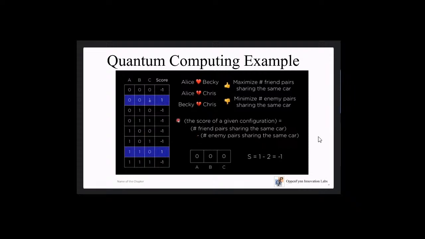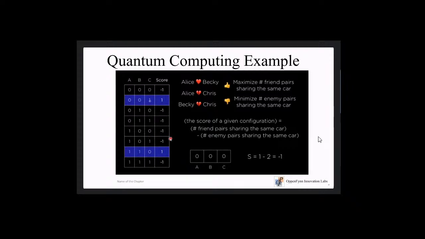So when you want to solve such a problem in the classical way, the way you would do it is list out all these possibilities and calculate the score for each of them, which is actually the way a classical computer would solve these problems. It does it one by one. It lists all these combinations and calculates the score for each of these one by one.